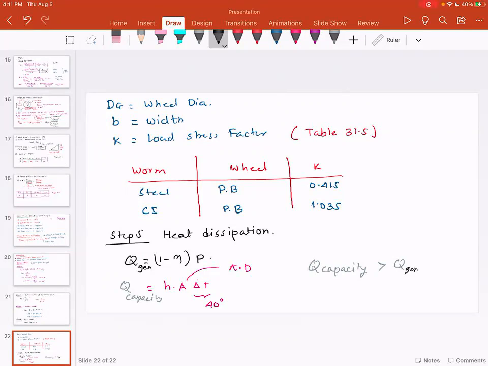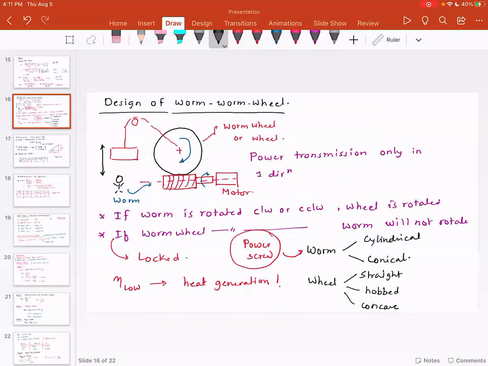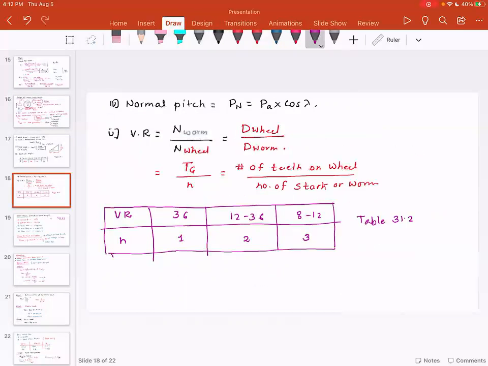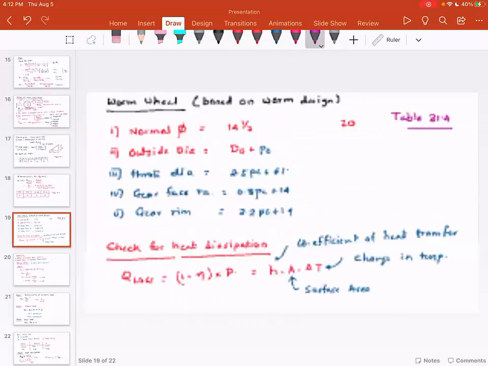So worm wheel design is very straightforward. Again, please note I made a mistake. You design the wheel. So we always design the wheel. So this is the one we design. And this is similar to spur gear. And then you can go through the process. You have axial pitch, lead angle. Then for certain velocity ratios, you decide the number of starts. Then these are the proportions.